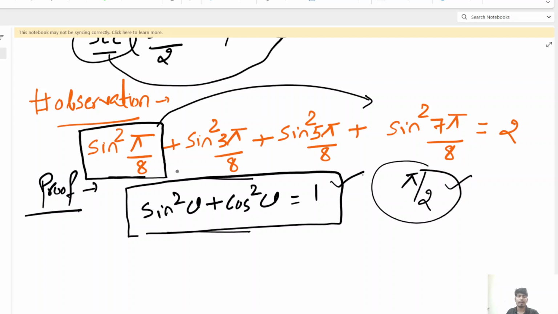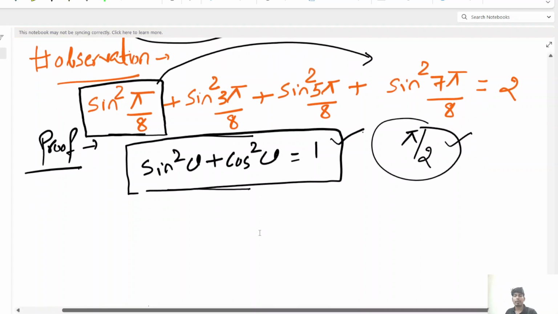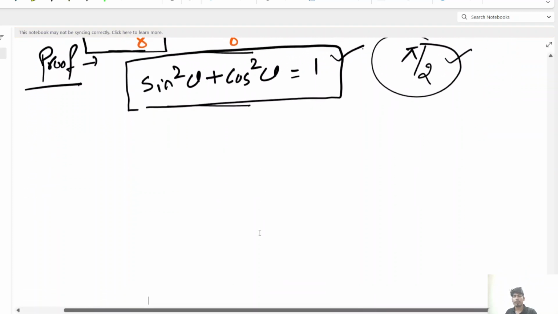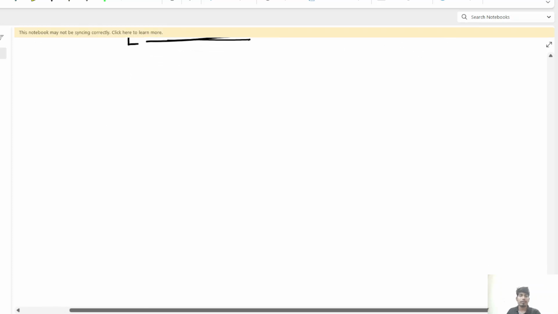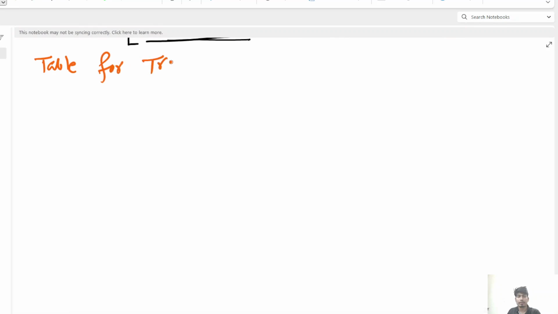Okay, so what is our next table, the table for trigonometric functions? What we have next is the table for trigonometric functions. What is our heading? Table for trigonometric functions.